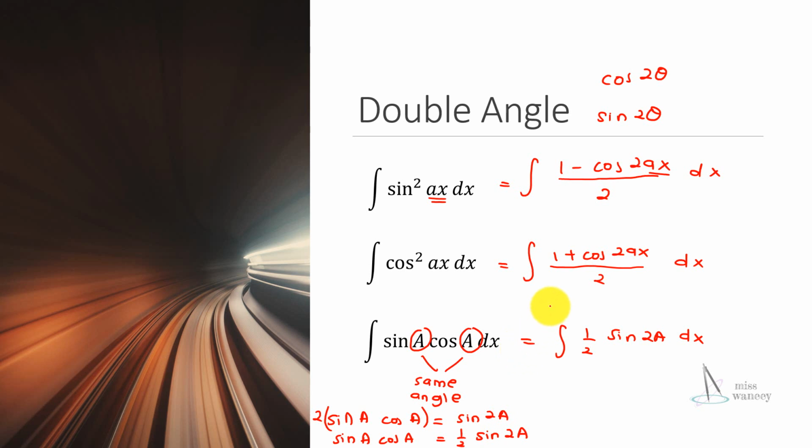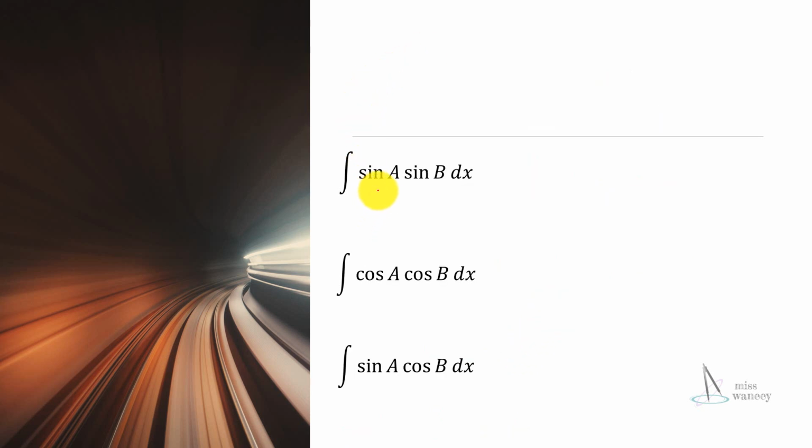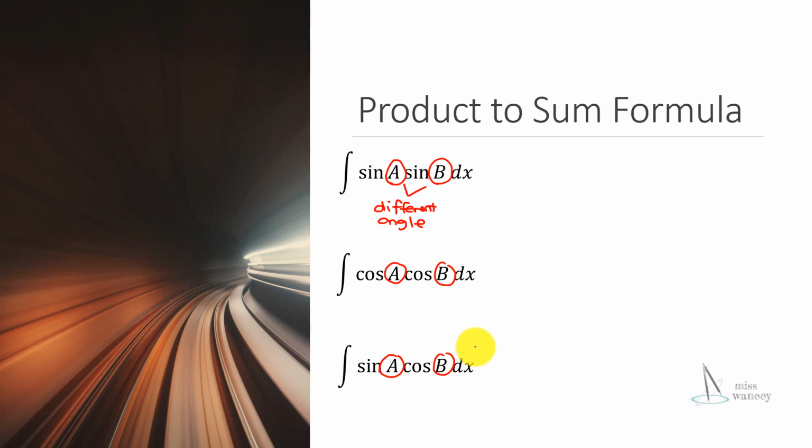This is for sine and cos with the same angle. What happens if we have different angles? Here we have sine A, sine B, different angles. Cos A and cos B, again both having different angles. Sine A and cos B, again different angles. What we do is use the formula to change from product to sum. If we have a multiplication, we cannot integrate it directly, so we have to use this formula. We change from product to sum, and then we integrate after that.